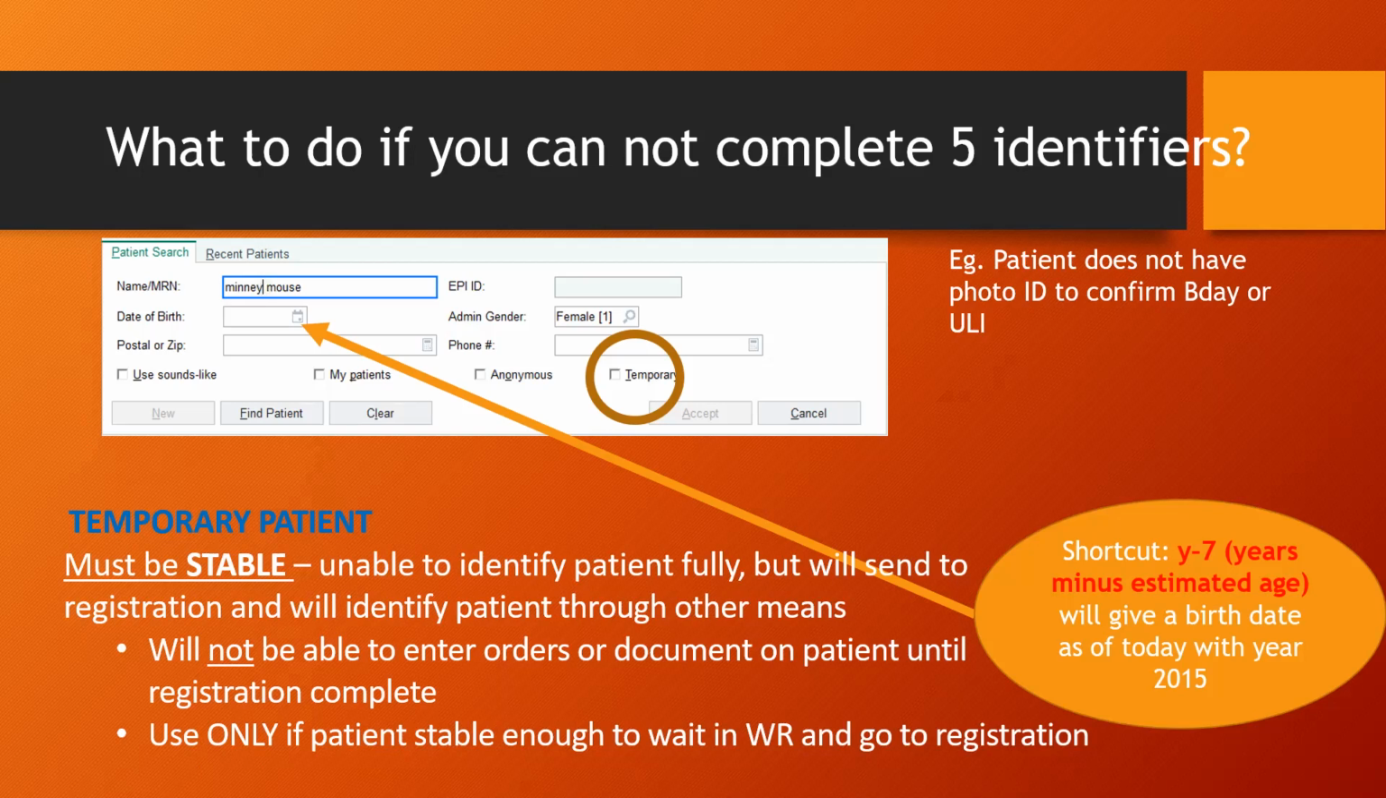So we don't want to do this for patients unless that patient is rock solid stable, able to walk to the waiting room, able to wait to get up to the registration desk to actually have their identity confirmed. Okay. So this would be anybody that does not have photo ID, or doesn't have a confirmed birthday, or is actually from out of province and would not have an Alberta healthcare number.